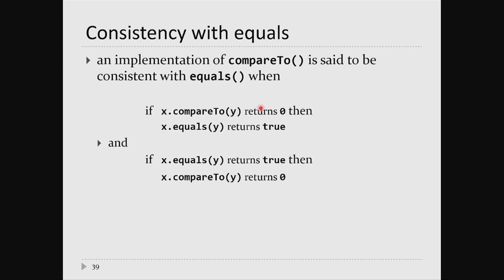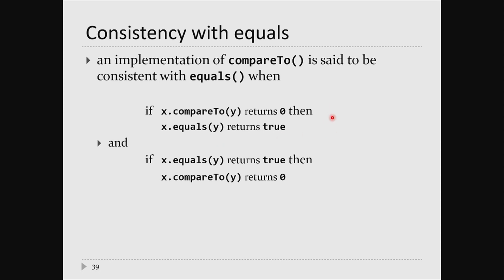Okay, so there's something called consistency with equals. compareTo is said to be consistent with equals when the following two conditions are true. If x compared to y returns 0, then x equals y returns true. And if x equals y returns true, then x compared to y returns 0. You should know from your math classes that that's basically if and only if. So if and only if x compared to y returns 0, then x equals y is true.